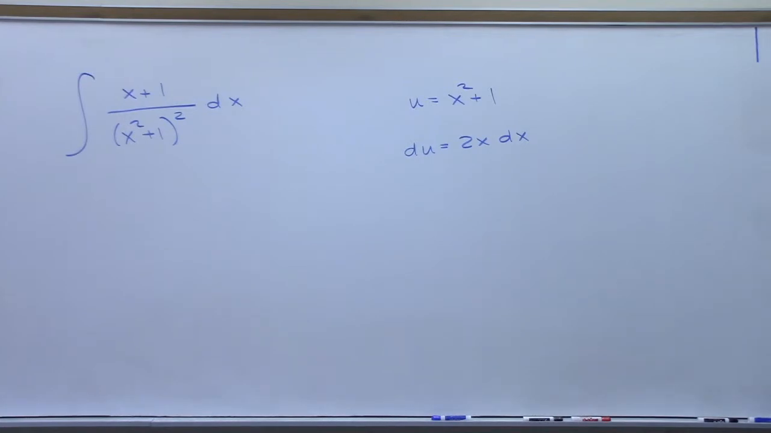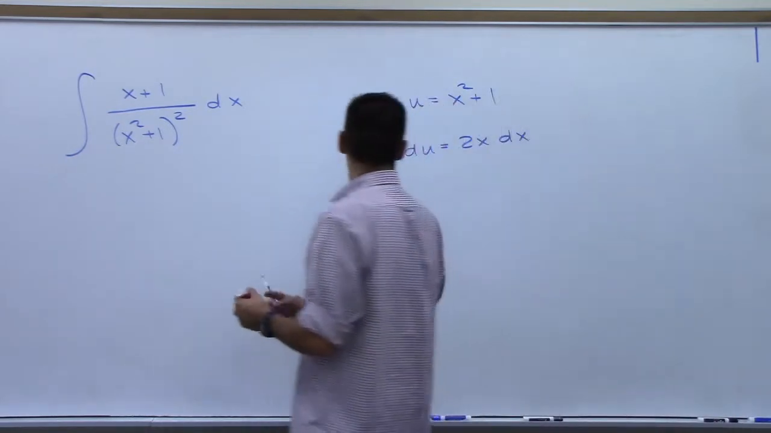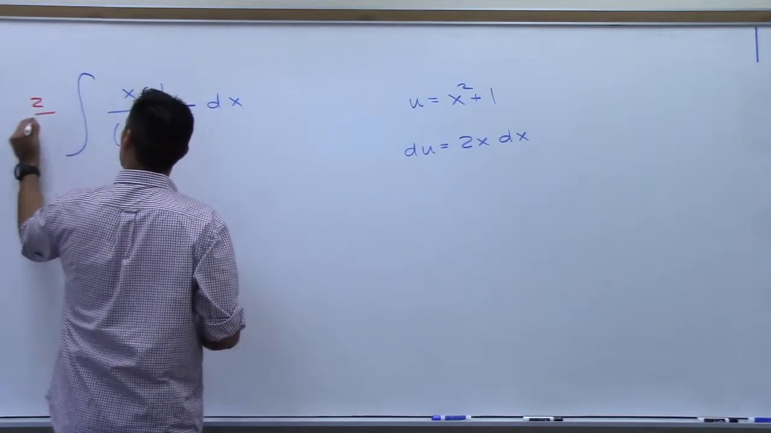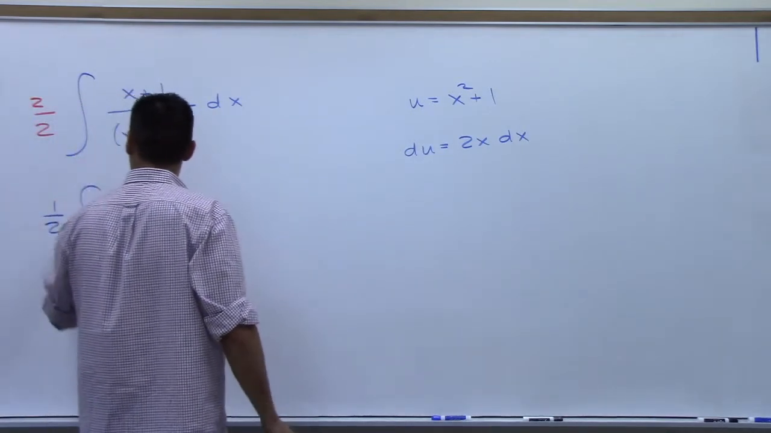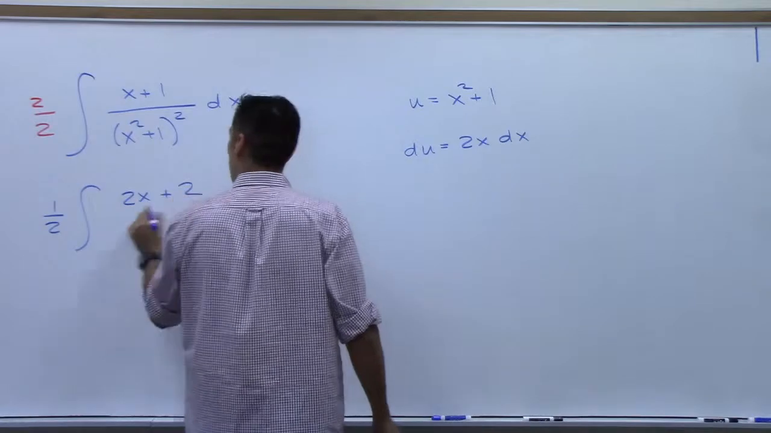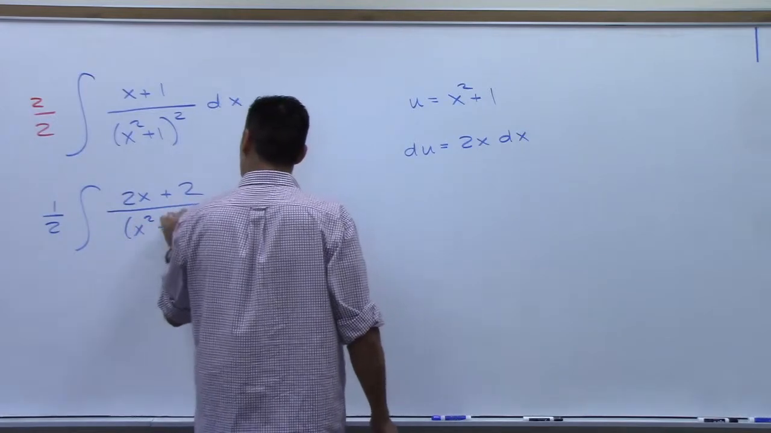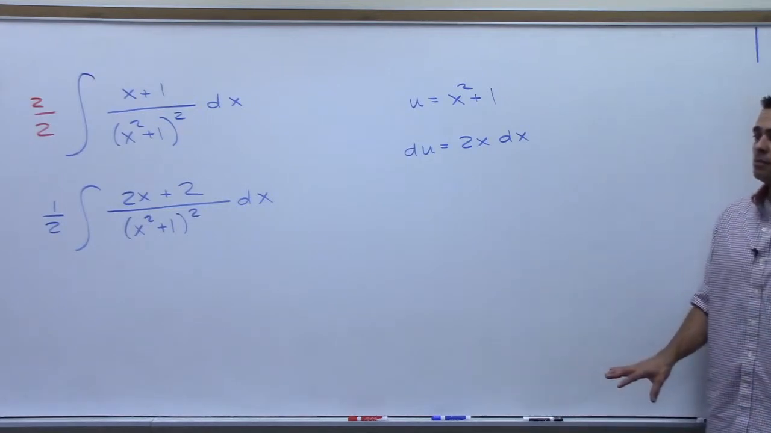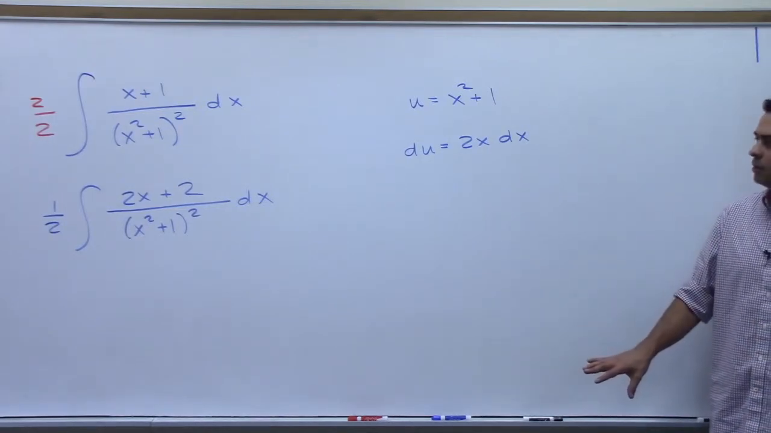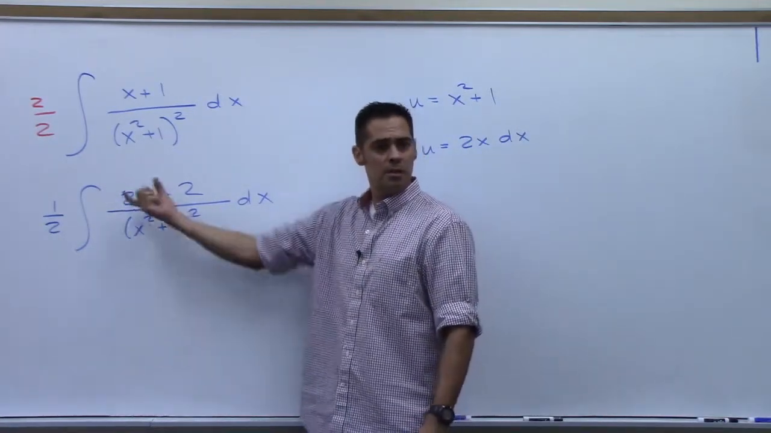So, is there anything you could do? Could you force it to be a 2 like you did? All right, let's see what would happen. Let's just see if we tried the same thing. 2 over 2 here, and what would you get? So let's pass a 2 through. Leave a 1/2 outside. 2x plus 2 over x squared plus 1 squared dx. Now just split them right now. If you split this, isn't this going to be the derivative on top and u on the bottom? Yeah. And then just split it.